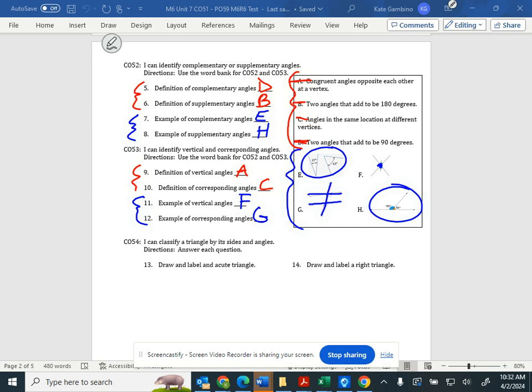Any questions on those? Some of us had a hard time matching up in the right way. When we do the retake, you'll do just the CO 52 or just the CO 53. So they will be separated out. So you'll just do the 90 or the complementary and supplementary and just do the vertical and corresponding. Okay, so doing the retakes, you can just focus on that one set. They're not going to be combined like this.